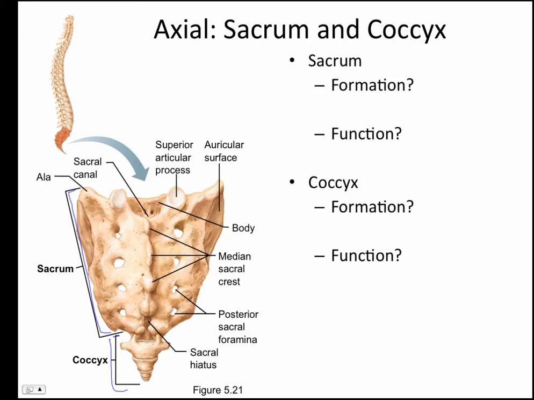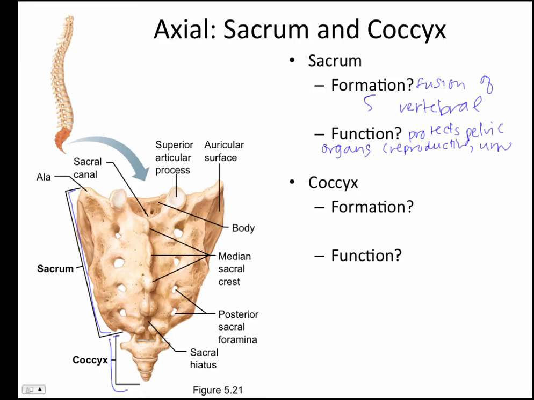Sacrum, so let's write that down. So formation, it's formed by the fusion of 5 vertebrae. And the function of this is that it protects our pelvic organs, which includes our reproductive, urinary, as an examples. The bottom of this will articulate with our lumbar vertebra.